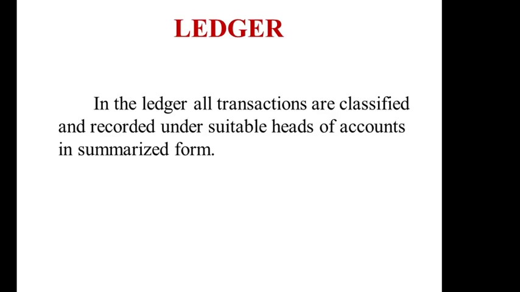The ledger contains the information that is required to prepare financial statements. It includes the accounts for assets, liabilities, owner's equity, revenue, and expenses. This complete list of accounts is known as the chart of accounts. The ledger represents every active account on the list. So this is about the ledger.